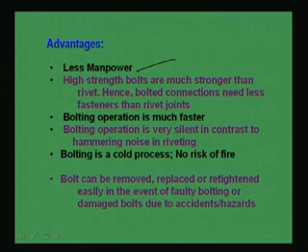Another advantage is high strength bolts. These high strength bolts are available and are much stronger than rivets. So bolted connections need fewer fasteners than rivet joints. That means because of high strength bolts, the number of fasteners will be less compared to rivet joints. So this is another advantage.